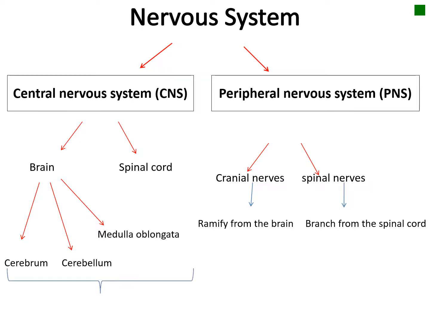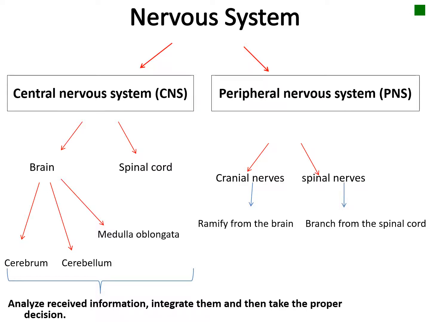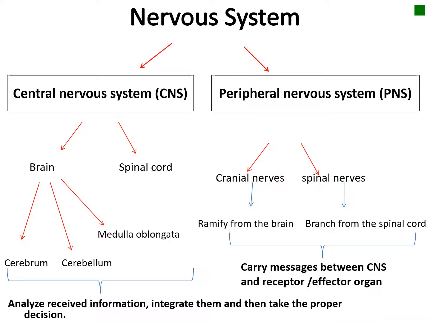The cerebrum, cerebellum, and medulla oblongata have the role of analyzing the information, integrating it, and taking the proper decision, while the nerves, the cranial and the spinal nerves, have a role in carrying the messages between the central nervous system and the effector organ or the receptor organ. These are the nerves, cranial nerves and spinal nerves.